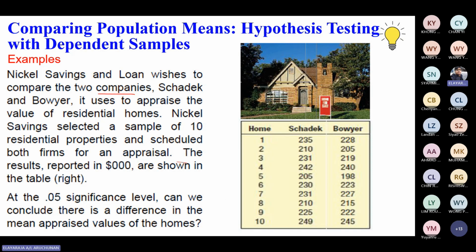At the significance level of 0.05, which means a 5% level of significance, can we conclude there is a difference in the mean appraised value of the home? Underline the word difference. That's how we are going to develop our hypothesis statements. Now we have two sets of data, so we compare the prices.